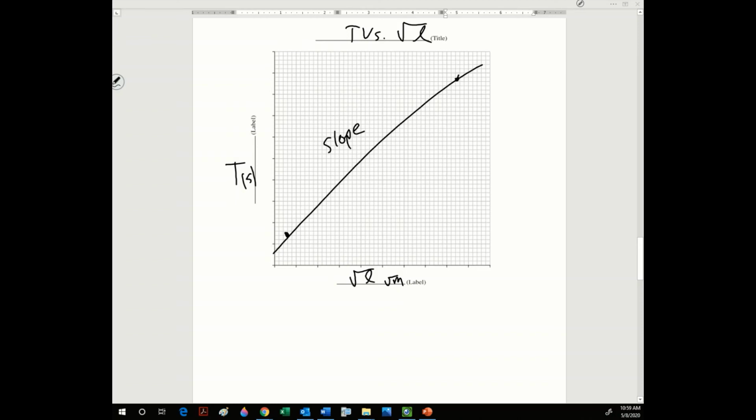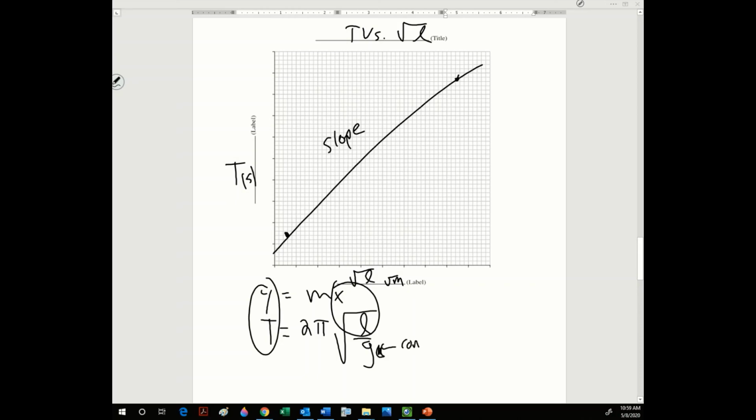And what we're going to do is we're going to use our formula, and we're going to put it into y equals mx form. And this is our y, this is our x, so we can see what our slope is equal to, right? And we know what g is. This is one of our controlled variables. This is the one that you wrote down. We know what 2 is, and what we're looking for is a value for pi.